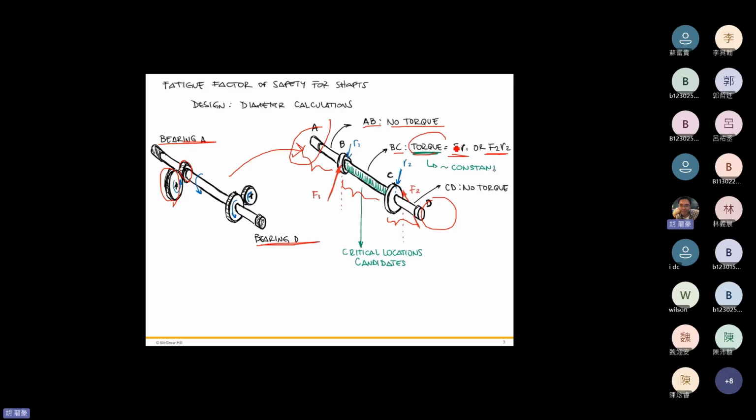Where F1 is the tangent force. It's the tangent force that comes from the gears. There's a reaction force from the gears. There are two gears, and the two gears contact with each other, and there's a reaction force. It's defined as F1. Similarly, there are two gears in contact with each other, and there's a reaction force. It's called F2 right here.